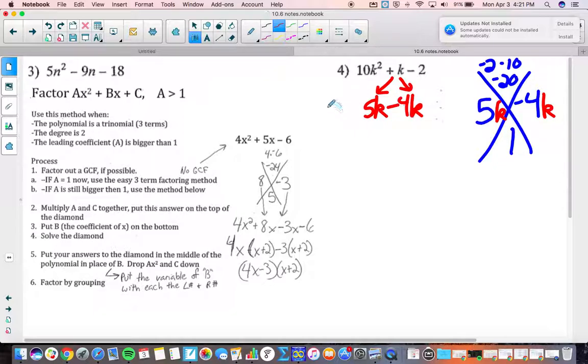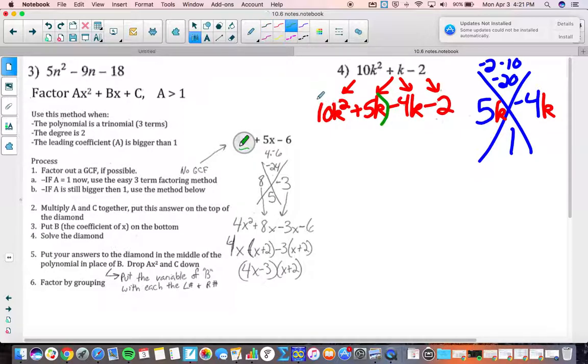Then we drop down the 10k squared. So this 5k is positive, so I'll put a plus sign in front of it. And then we drop down our negative 2. We've just written a polynomial that's equivalent to this one right here. Well, why do we do that? Again, now we have the 4 terms, so we can do some factor by grouping.